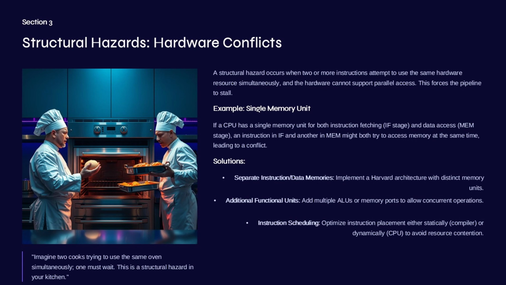Let's start with the most basic, structural hazards. What is it? This hazard happens when two or more instructions need the same hardware resource at the same time. Example, let's say your CPU has one memory unit used for both instructions and data. If instruction A is in the IF stage, fetching the next instruction, and instruction B is in the MEM stage, reading or writing data, both are trying to access memory simultaneously, and the hardware can't support that.